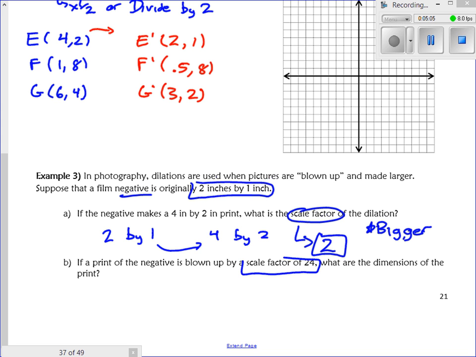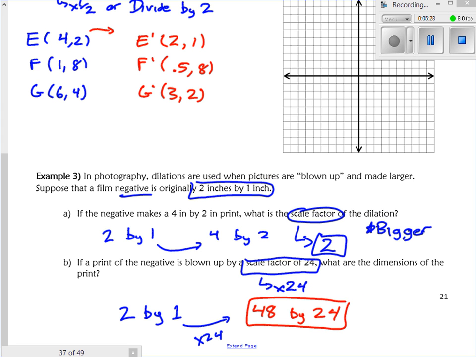Sometimes I'll just say, hey, we're going to use a scale factor of 24. In other words, we're going to take this 2 by 1 and multiply it by 24. So you take each of those pieces. 2 times 24 is 48, and then 1 times 24 is 24. So we've got our new poster-size version of this picture that's now 48 by 24.